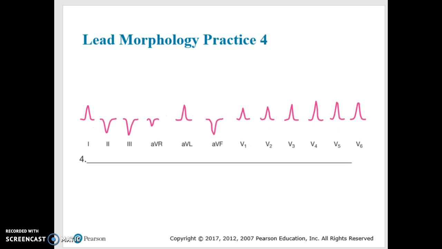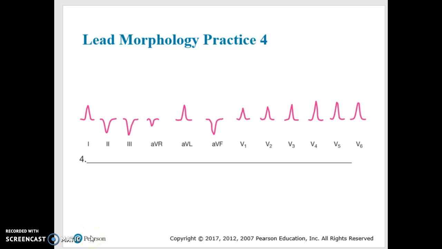Scrolling on down to 4, let's take a peek. Lead 1 is positive, as it should be. 2 and 3 are negative, but they should be positive. AVR and AVL, they're okay. AVF here is negative, and it should be positive. And all of these precordial leads are positive, and that is completely abnormal. So in 4, this would be abnormal morphology.